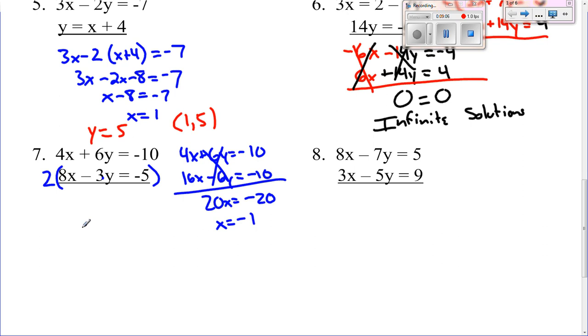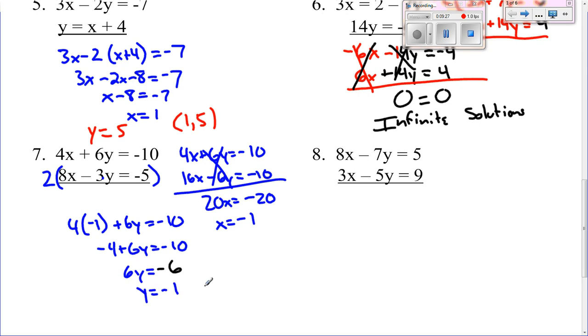Plug that into the top equation. 4 times negative 1 plus 6y equals negative 10. Gives you negative 4 plus 6y equals negative 10. Add 4 to the other side, gives you 6y equals negative 6. Divide by 6, y equals negative 1. So your answer would be negative 1, negative 1.